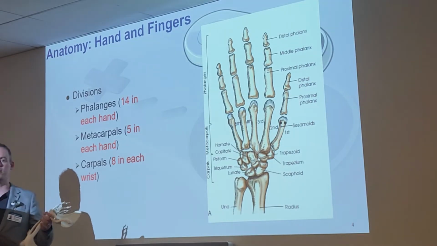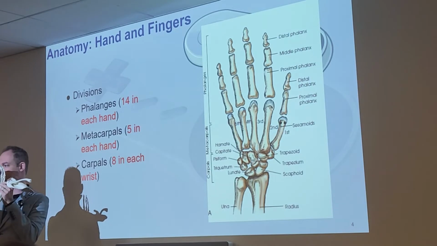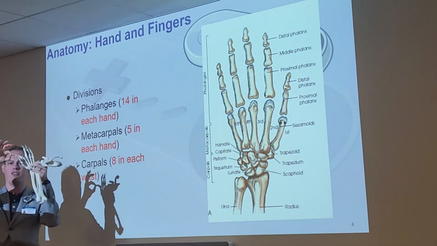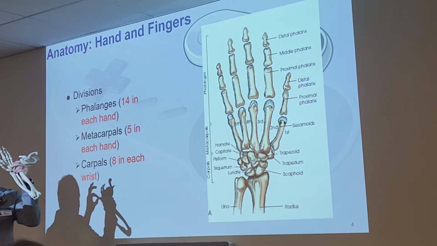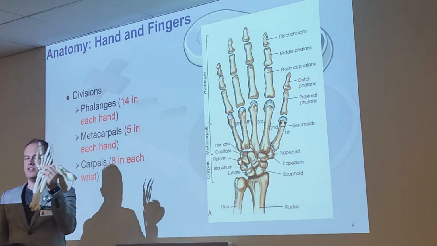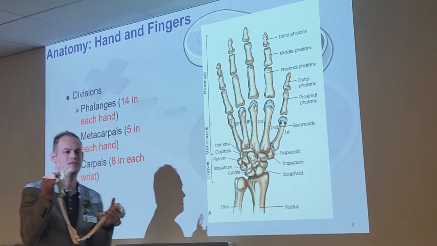By the way, with phalanges, if we're talking about one singular section of a phalange, such as where I have my finger right here, that's called a phalanx. Plural is phalanges, singular part is a phalanx on the phalanges.